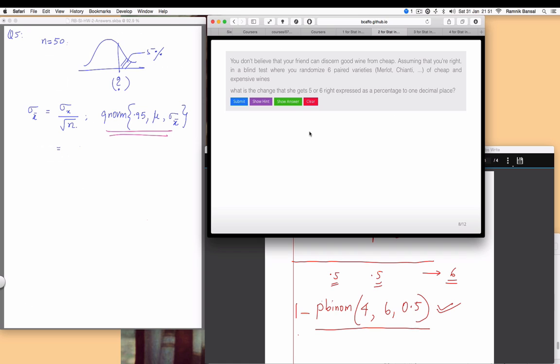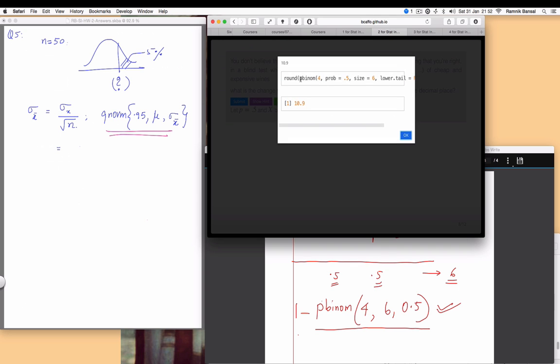Okay. So if we were to solve this, he says p is equal to 0.5 and x is a binomial. So he's doing the same thing: round off of pbinom 4, comma, probability of 0.5, size is equal to 6, lower tail is equal to, as it is, default. So he's taken lower tail equal to false here now because he wanted 1 minus pbinom.